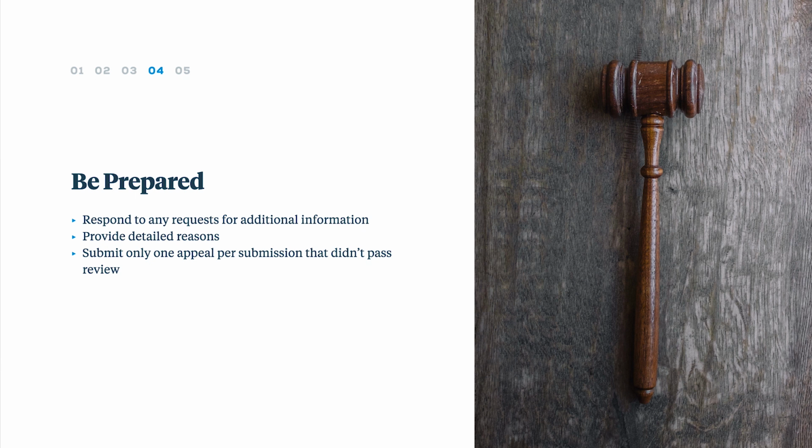If you file an appeal, it is critical to respond to any requests for additional information that the app review team has before submitting an appeal. Just remember that it can take up to 24 hours for a response. Make sure to provide detailed reasonings as to why you believe your app complies with the App Store review guidelines. I recommend calling out specific sections of the review guidelines to drive home the point.